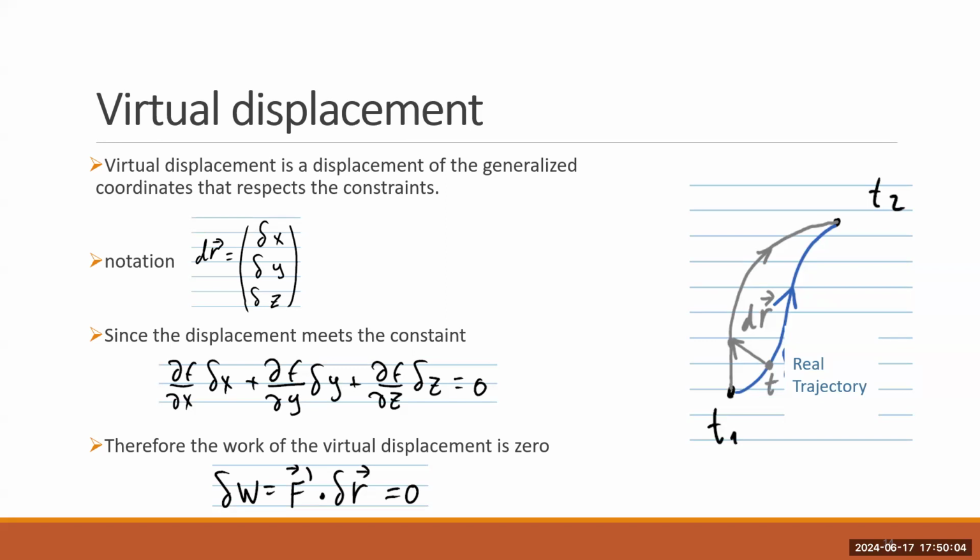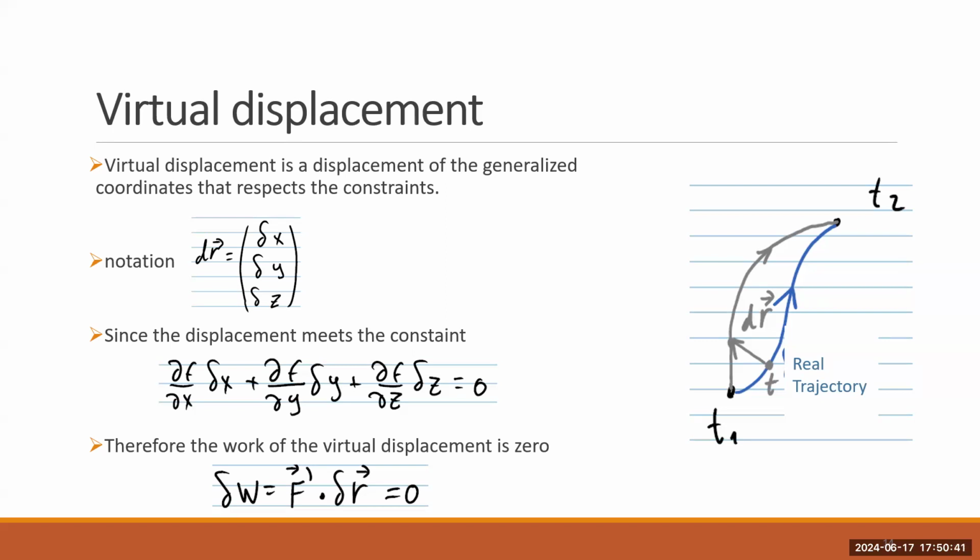So the displacement dr is delta x, delta y, delta z, a small displacement of the particle. Since the displacement meets the constraints, F is the constraint, as you recall, the constraint equation. So df dx, df dy, df dz times delta x, delta y, delta z, and that must be zero because of the constraint.